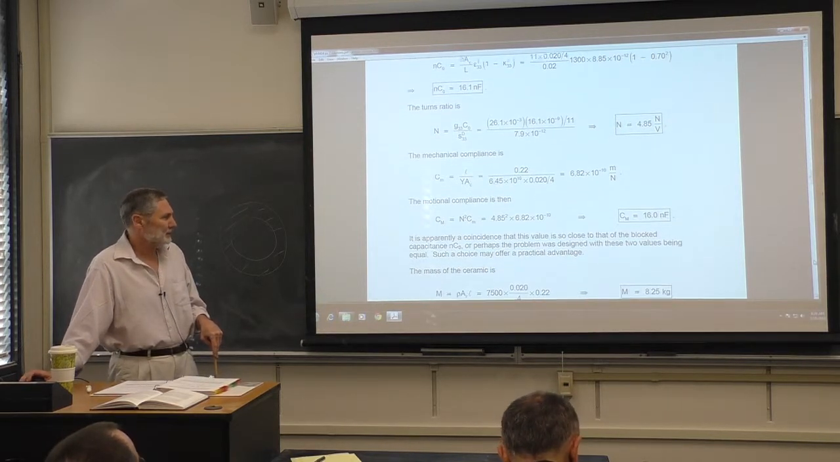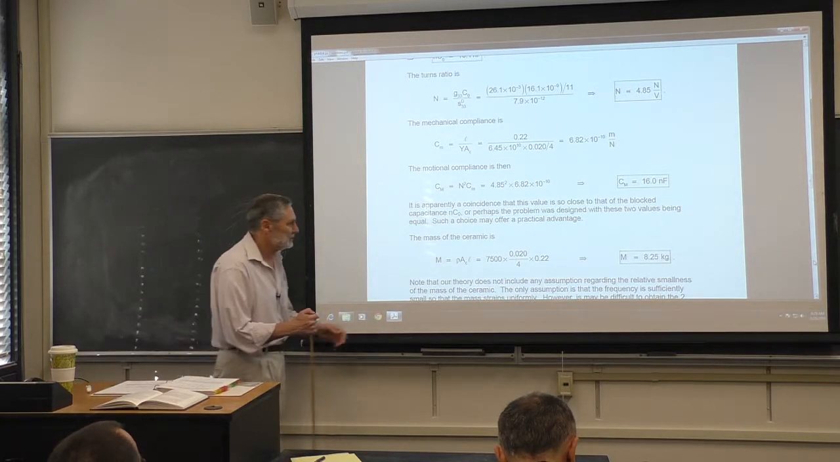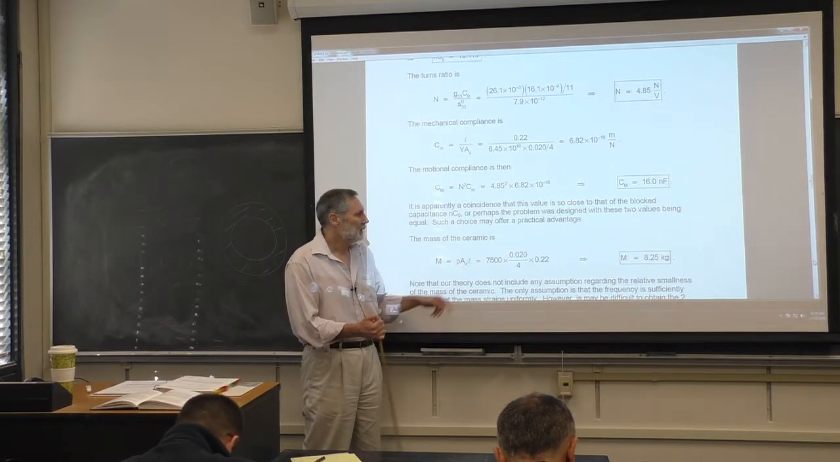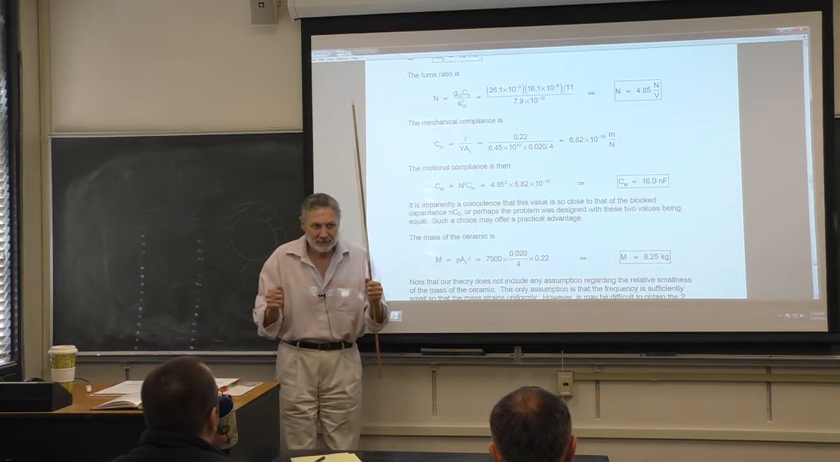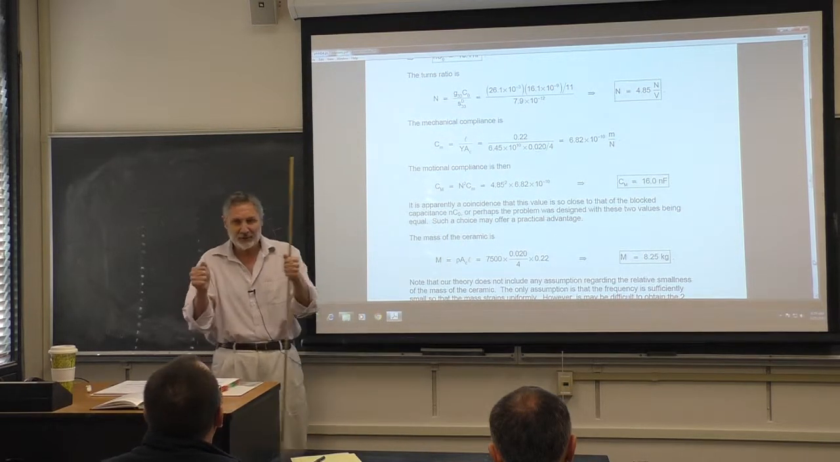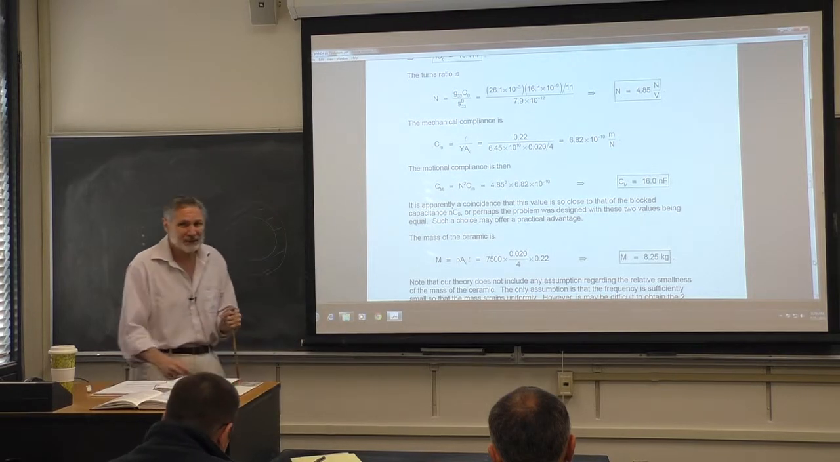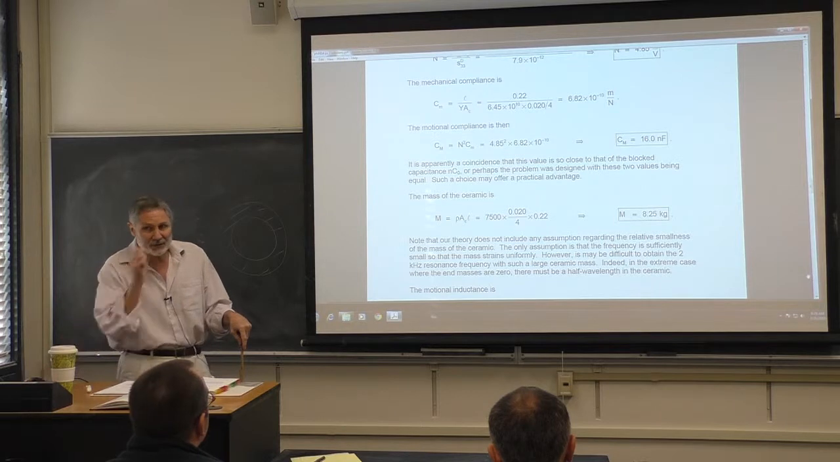Okay, so all right. Now the mass of the ceramic is a simple calculation. It's just the density times the volume, and look at this. Okay, we've got 5 kilograms on each side loading this thing for the Tonpilz idea. And now we got this, the mass is not small here. So does that cause a problem?